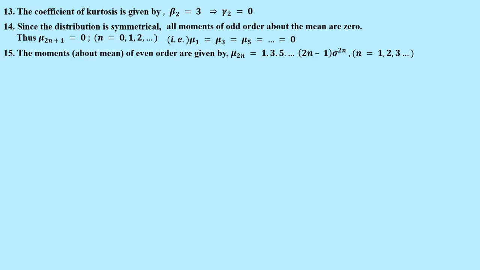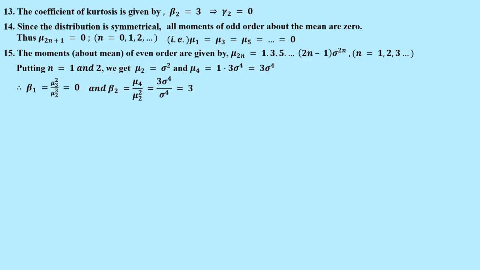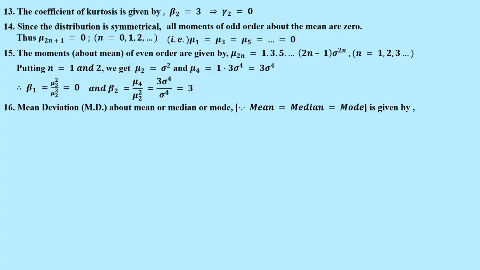The moments about mean of even order are given by mu 2n is equal to 1 into 3 into 5, etc., into 2n minus 1 into sigma power 2n, n is equal to 1, 2, 3. So putting n is equal to 1 and 2, we get mu 2 is equal to sigma square and mu 4 is equal to 1 into 3 sigma power 4, that is 3 sigma power 4. So beta 1, that is equal to mu 3 square by mu 2 cube, that is a formula, is equal to 0. And beta 2 is the kurtosis, right? So B2 is equal to formula mu 4 by mu 2 square, 3 sigma power 4 by sigma power 4, that is equal to 3.